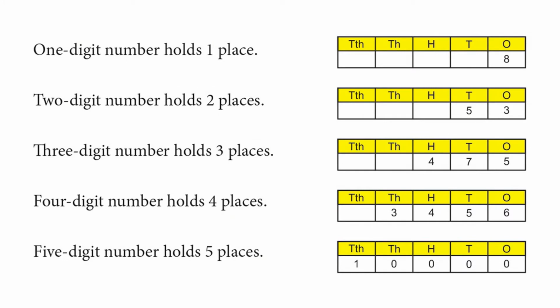Coming down to page number 55, place value house. Did you see the 1 digit number holds 1 place, the 2 digit number holds 2 places, the tens and the ones. A 3 digit number holds 3 places, 100s, tens and ones, and a 4 digit number holds 1000s, 100s, tens and ones, and a 5 digit number holds 10 thousands.